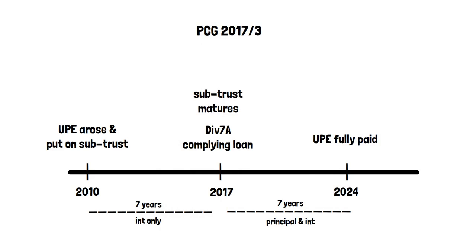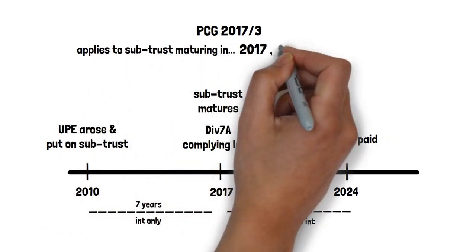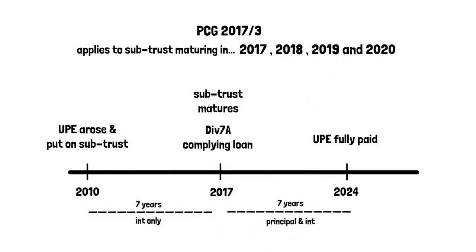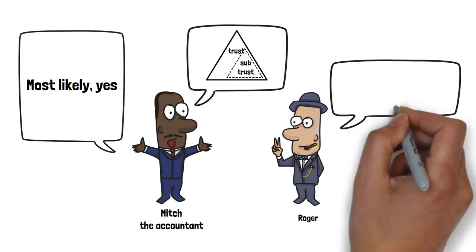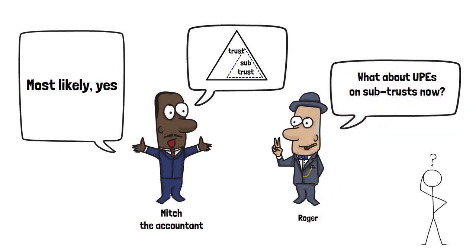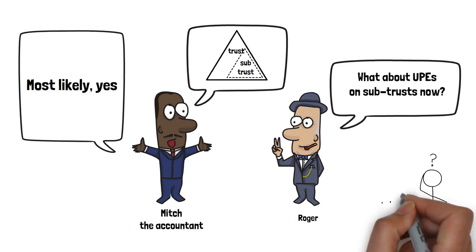And the tax office has been updating this practice statement every year since 2017. So every year they add an extra year to it. So the practice statement now applies to subtrusts maturing in 2017, 2018, 2019, and 2020. Roger goes, "Oh, but what about UPEs created now? And what if I have no intention to repay the principal after 7 years because I'm banking on another concession from the tax office? How bizarre is this? Why wouldn't the same rules apply to all subtrust arrangements?"